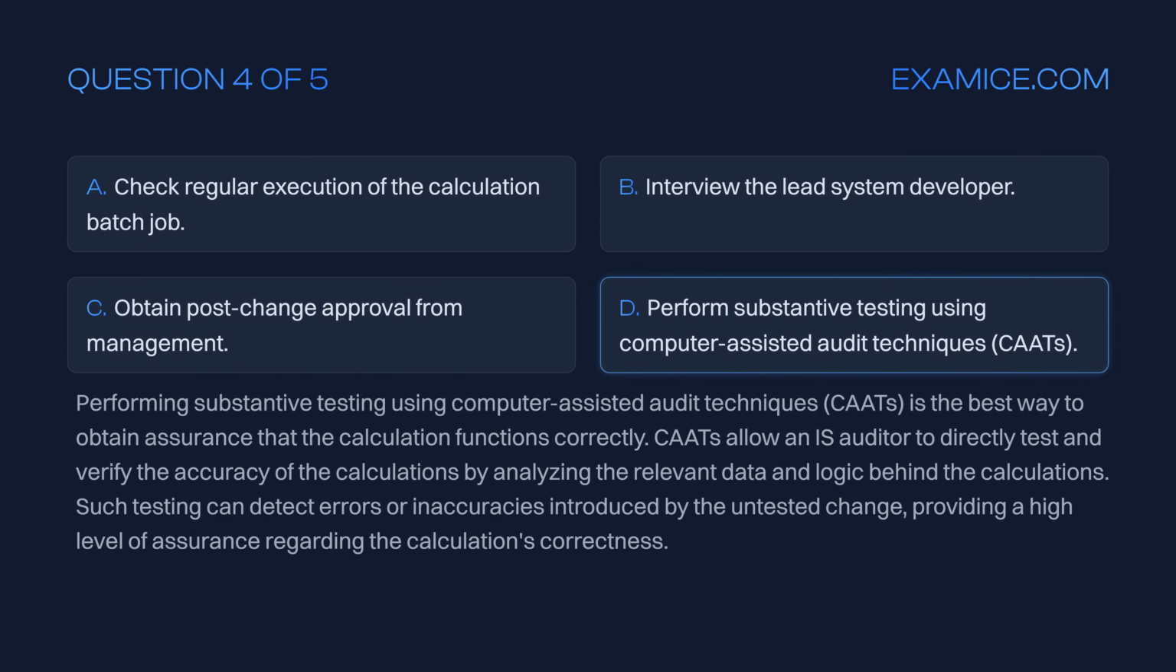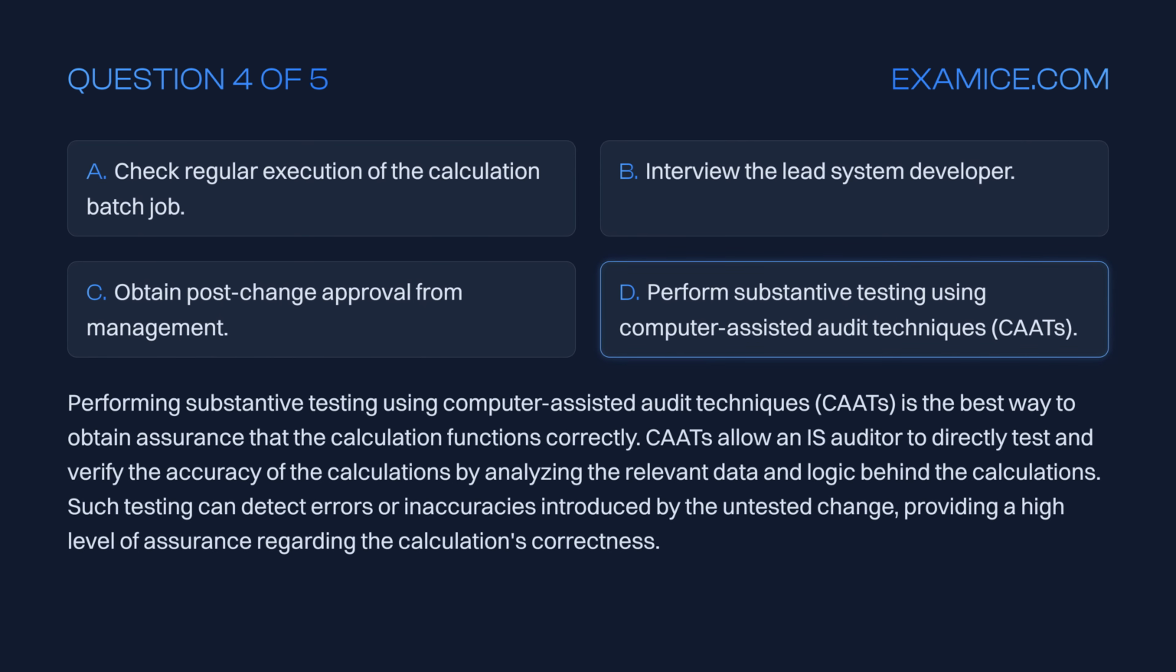The answer is option D. Performing substantive testing using computer-assisted audit techniques is the best way to obtain assurance that the calculation functions correctly. CAATs allow an IS auditor to directly test and verify the accuracy of the calculations by analyzing the relevant data and logic behind the calculations. Such testing can detect errors or inaccuracies introduced by the untested change, providing a high level of assurance regarding the calculation's correctness.